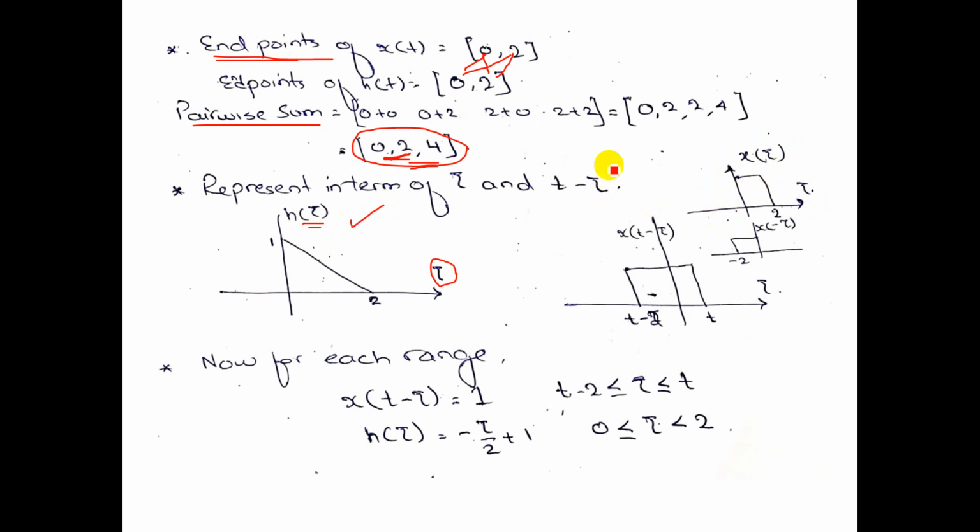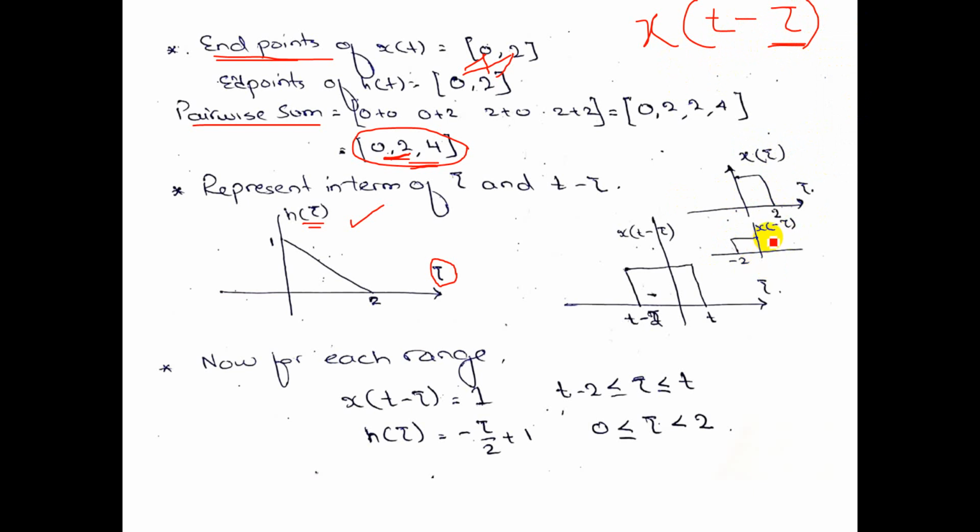So what I want here, basically, is to get x of t minus tau. First of all, I need to flip because it's minus tau. When you flip it, you will get minus tau, so it will be between minus 2 and 0.